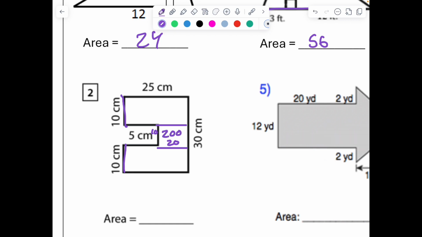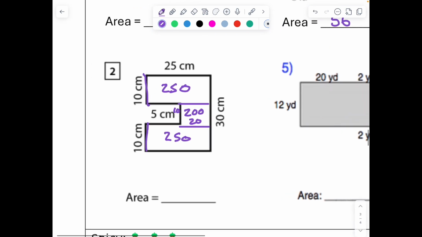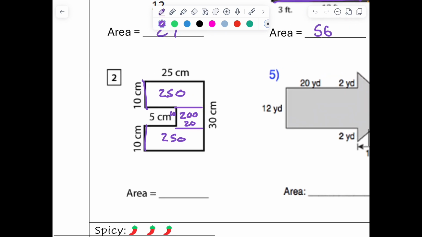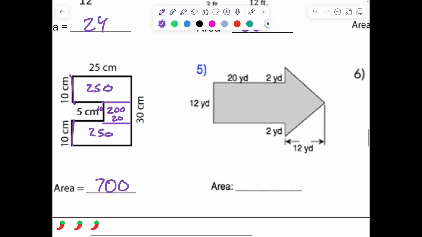So 200. 10 by 25 is 250 and 250. Which means this is 600. Actually, this is 700.